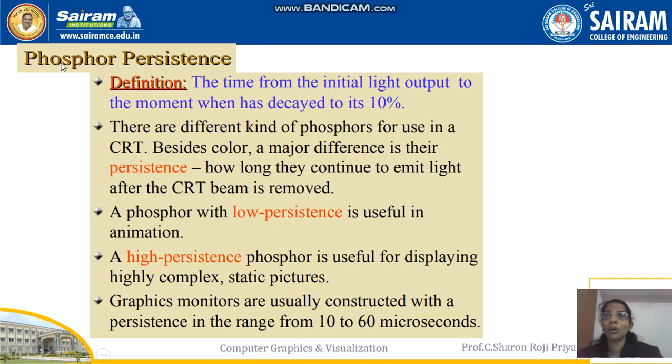Now we'll discuss what is phosphor persistence. How long the phosphorus continues to emit light even after the CRT beam is removed is known as persistence. How long it can glow even after this electron beam is removed is the persistence of my phosphorus. Low persistence phosphorus I'll be using for animation, and if I need a static image, I should use high persistence phosphorus.